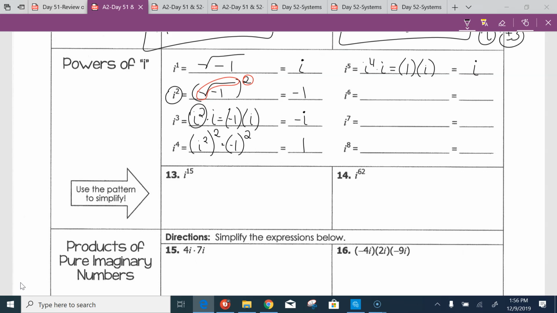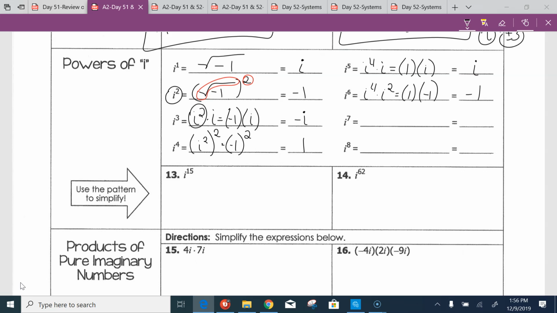What about i to the 6? Well, i to the 6 can be written a couple of different ways. I'm going to go ahead and just say i to the 6 is the same thing as i to the fourth power times i to the second power. Because remember, 4 plus 2 in the exponents equals 6. Well, i to the fourth power, I found out already, is 1. And i squared, or second power, is -1. So 1 times -1 is -1.